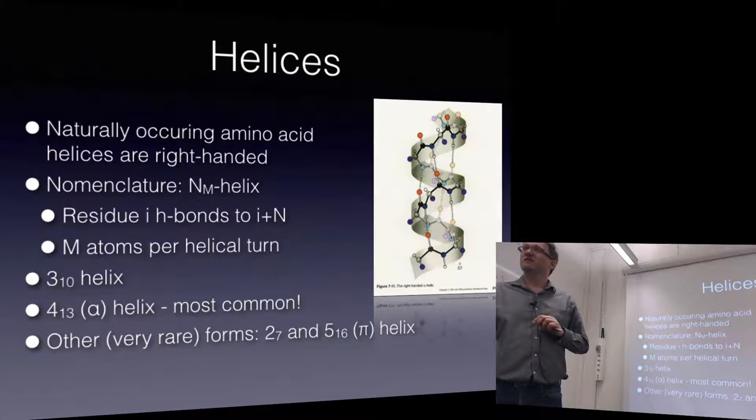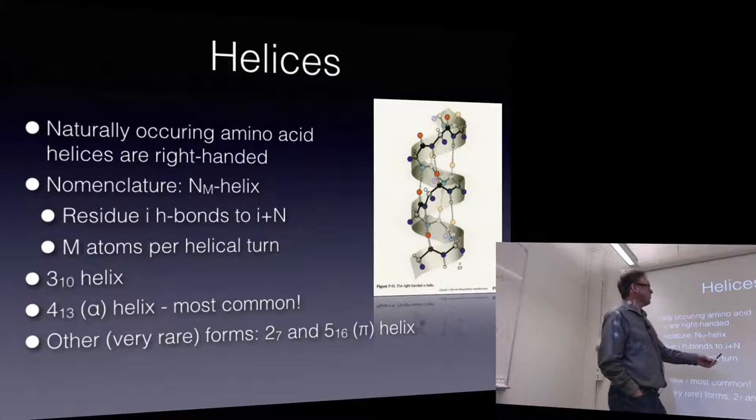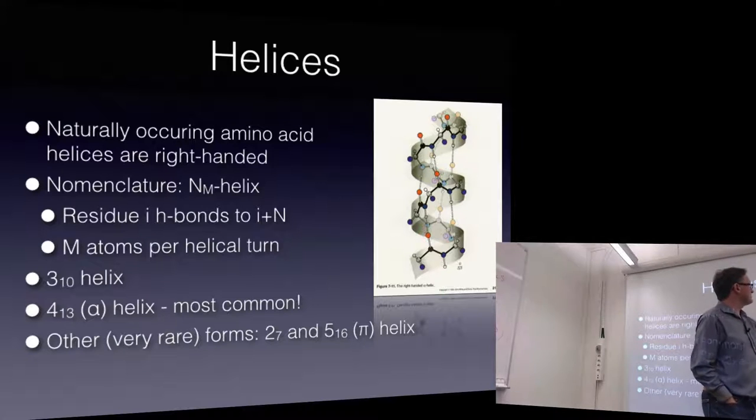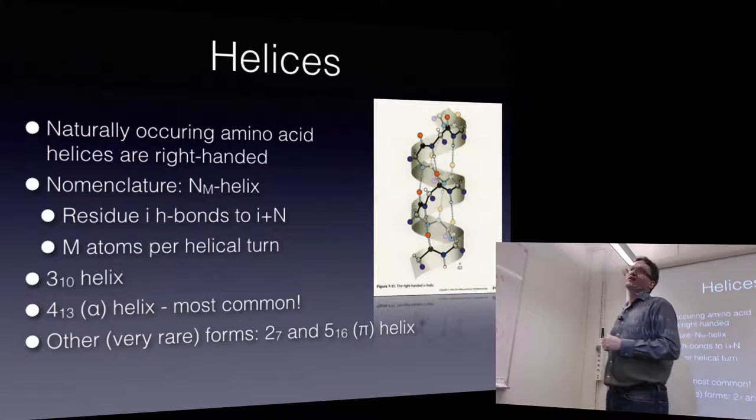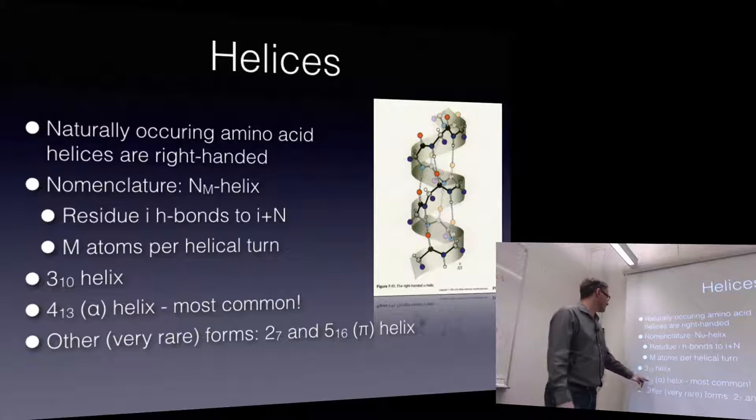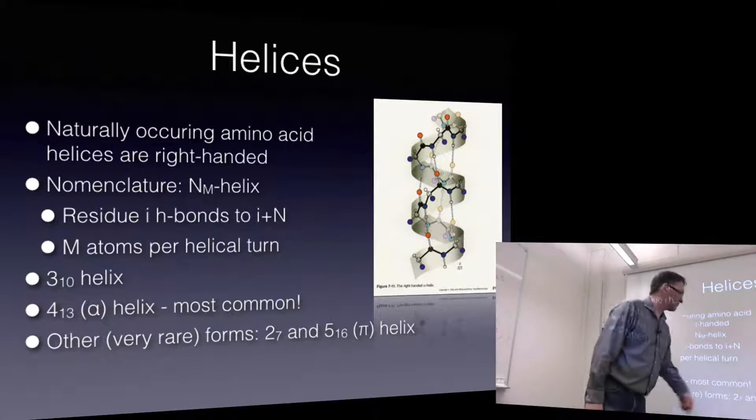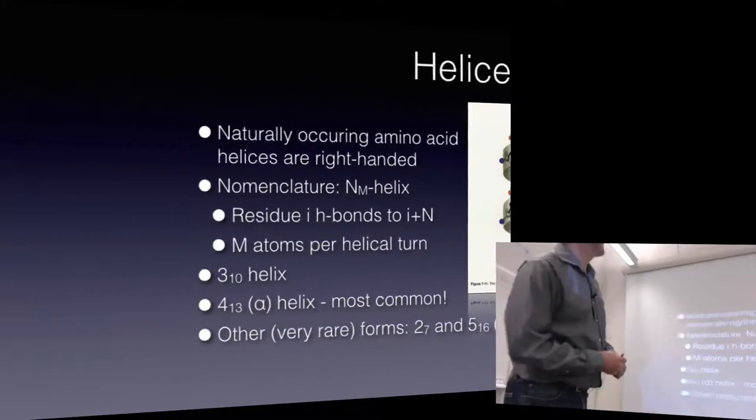What's the 13? So the 13 really means that to get all the way to the same position you started from, you're going to need to go 13 residues here. So for an alpha helix, it's on average roughly 3.6 residues per turn. So 13 residues later, you're going to be back in exactly the same angle you started from. Don't bother about that. That's not so important. These other helices are not really important either.